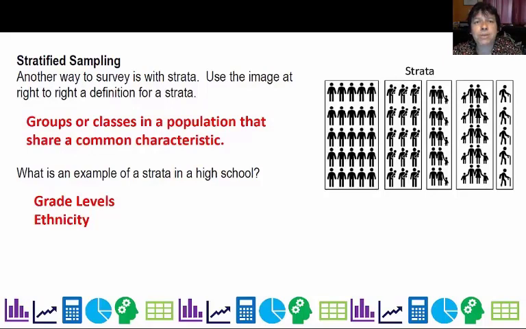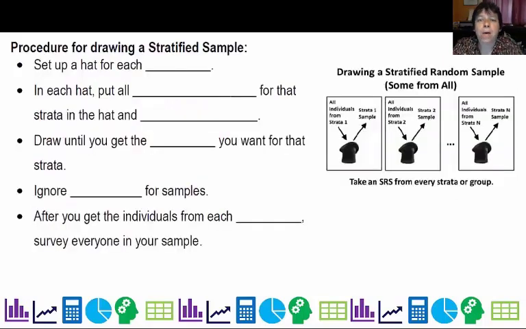So how do we set up a stratified sample? Well, if you look at the picture at right, these are the steps for doing a stratified sample. How does this picture look different from my other pictures with the hats in them? Hopefully you notice there's more than one hat here. It's like I'm doing a simple random sample in each strata. Each strata gets its own hat. All right, each strata gets its own simple random sample.